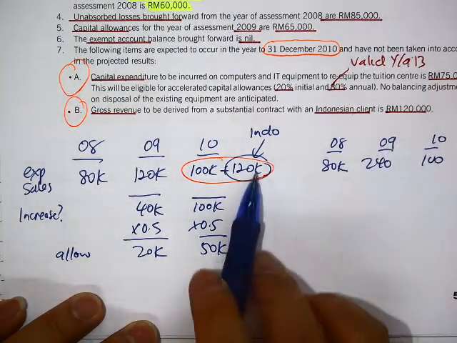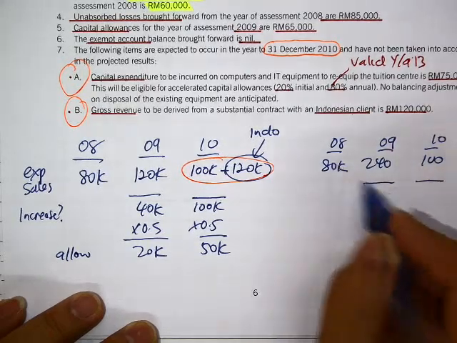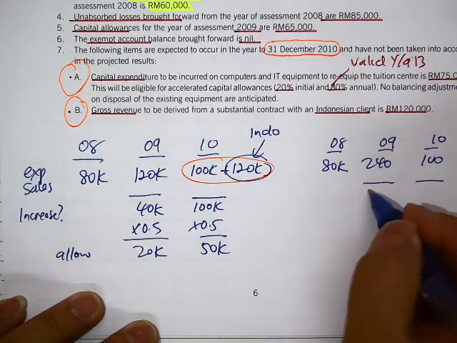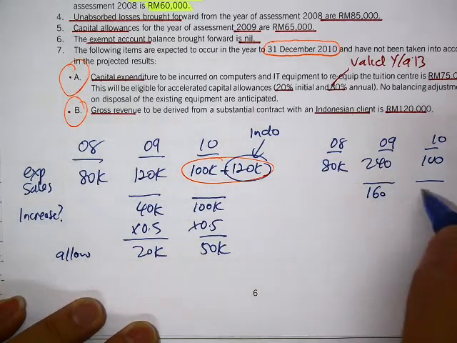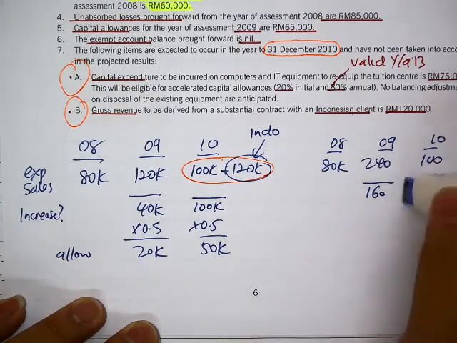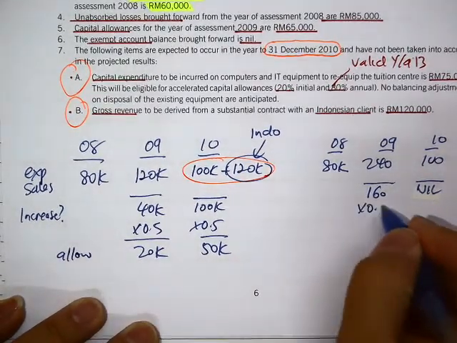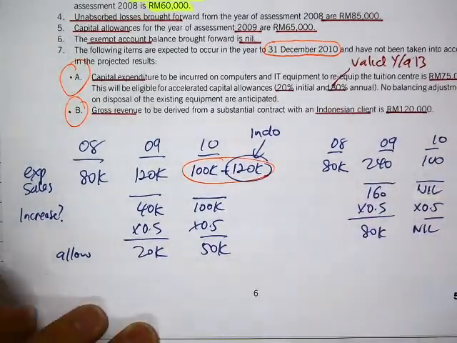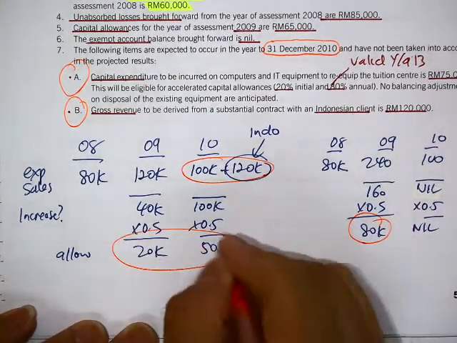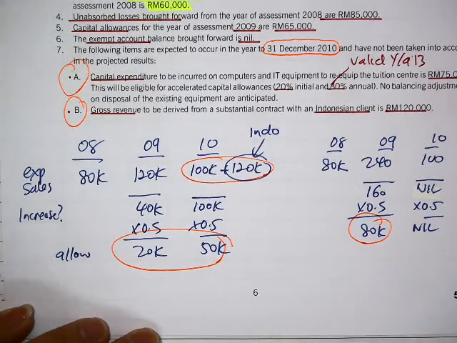I bring forward the 120. Now once I bring forward the 120, then my increase will be 160, 100, no increase. So my export allowance is 80 and nil. Now it has a difference, okay? See, the answer at the back, the examiner says there's no difference. Now I don't agree, okay?